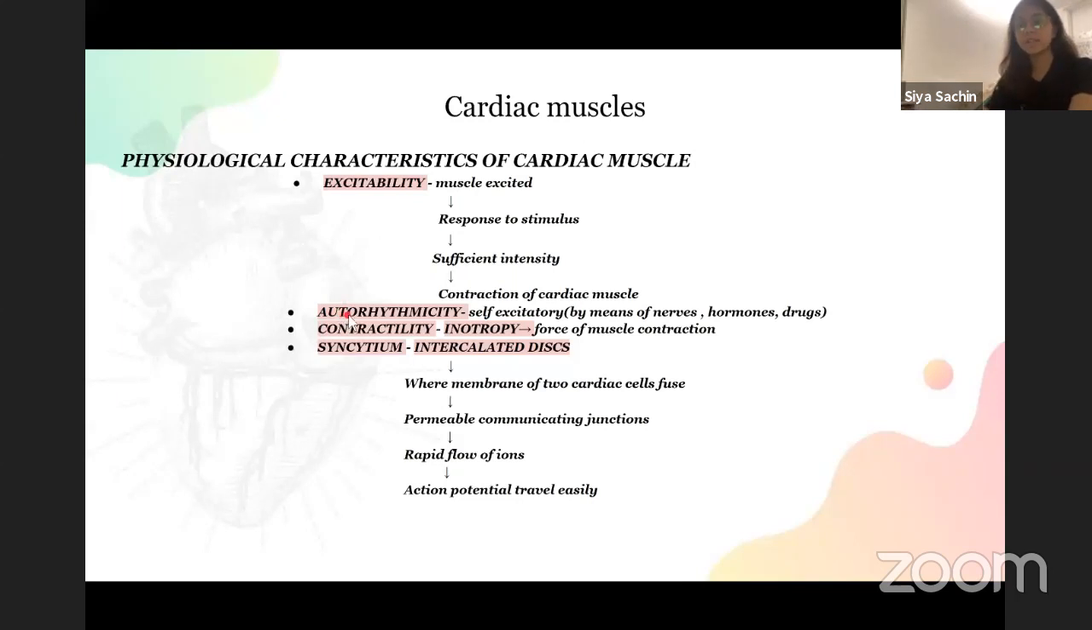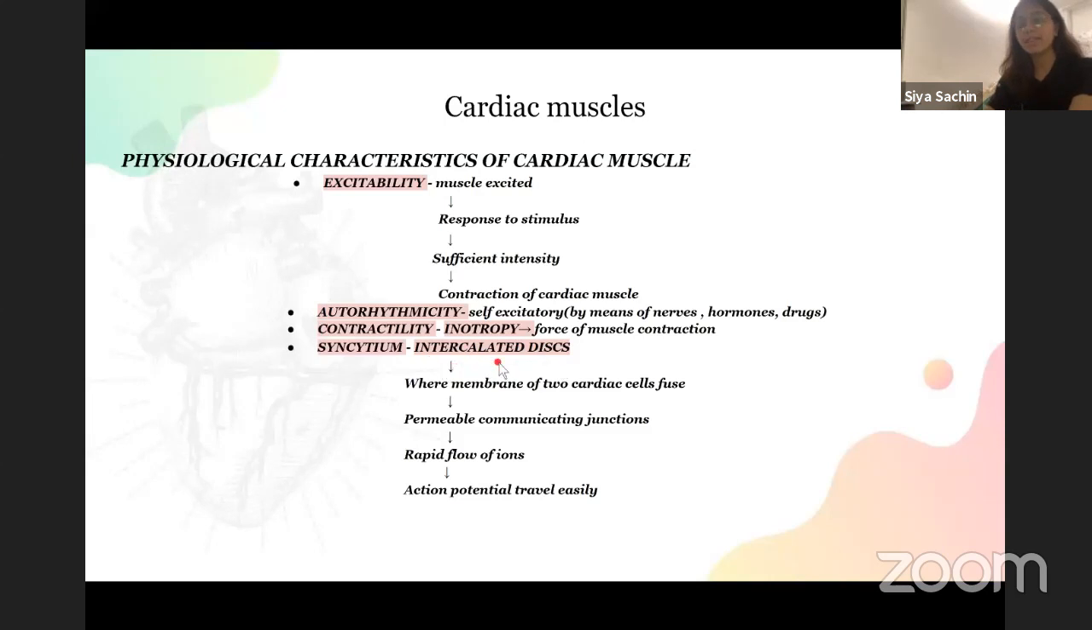And we also have something called autorhythmicity, which is basically when the heart muscle is able to sustain its contraction by means of certain external stimulations from the nerves, the hormones, and the drugs. I'll get to those factors in just a bit. And this very important concept of inotropy. Now, what inotropy means is the force with which the muscle is able to contract, and that is going to differ for pacemaker cells and non-pacemaker cells. I will also be explaining the difference to you along the presentation.